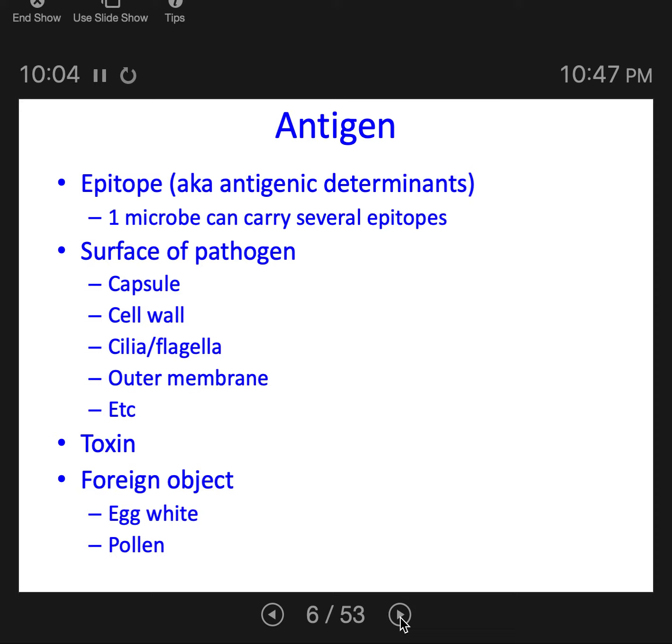So let's break down antigen a little bit more. Like I said, the antigen is a molecule on the surface of a pathogen or some foreign particle in general. And the piece of the antigen that an antibody binds to is called the epitope. So one microbe can carry several epitopes. Even one antigen can carry several epitopes. So on the surface of a pathogen, you have an antigen. The antigen can be a very, very large molecule, and it can have several binding sites for antibodies, and each binding site is called an epitope.